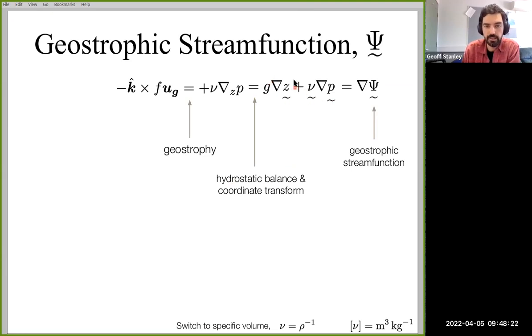Now the goal here is to take this expression, this is a vector field, and I want to write it as the gradient of some scalar field, psi. And that psi is the geostrophic stream function. So it's not guaranteed you can do that, right? Because this nu here, which is 1 over the density, is sitting outside this gradient, and we'll treat g as constant. g is gravity.